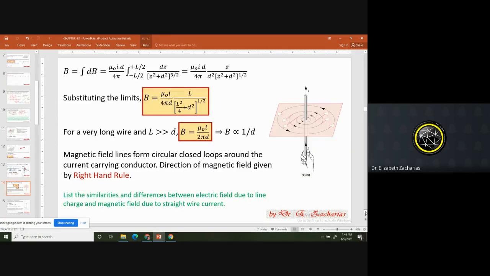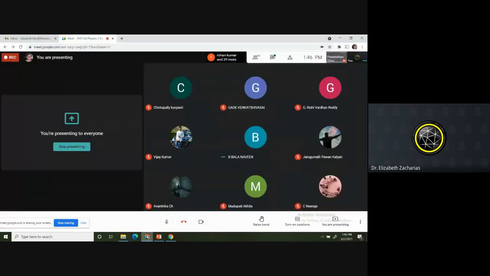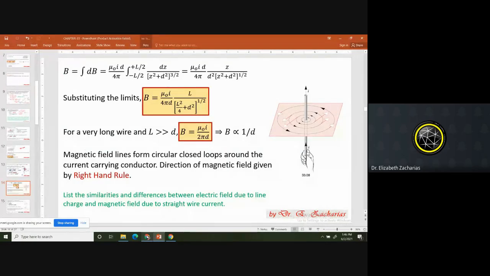Now let's do the integration. We want it for the entire wire. So doing an integration, we are getting mu naught I d by 4 pi. Please remember that d is a constant, because d is simply the distance between point P and your wire. So d comes out of the integral, and 4 pi also comes out of the integral. The rest of it, you will integrate from minus L by 2 to plus L by 2. Z is going to be the variable.